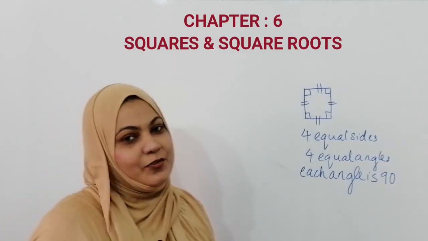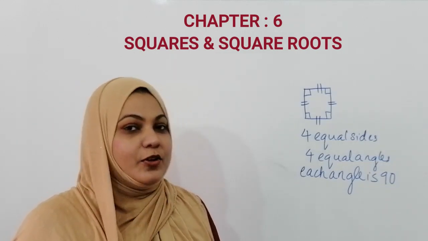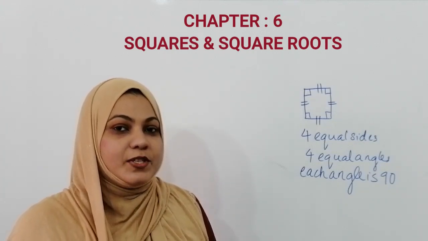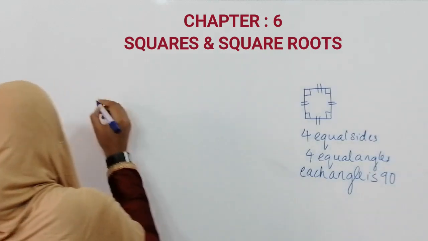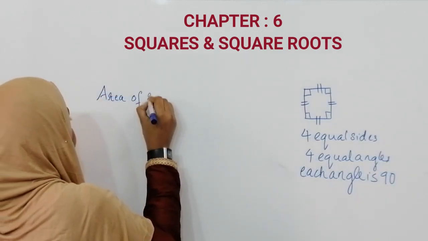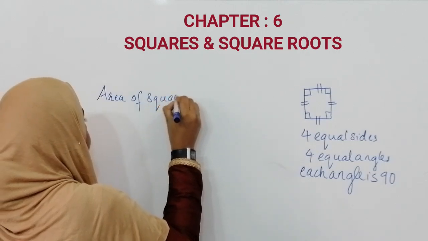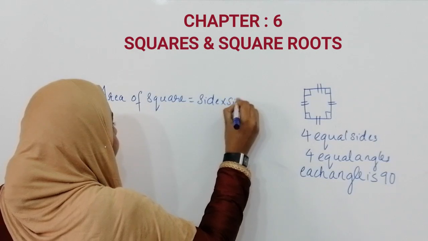I have one more question for you. What is the area of a square? You have already learned in your lower classes. Area of square is equal to side into side. So I am writing the equation. Area of square is equal to side into side.